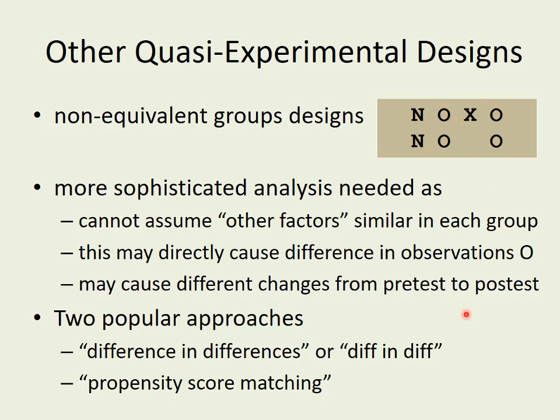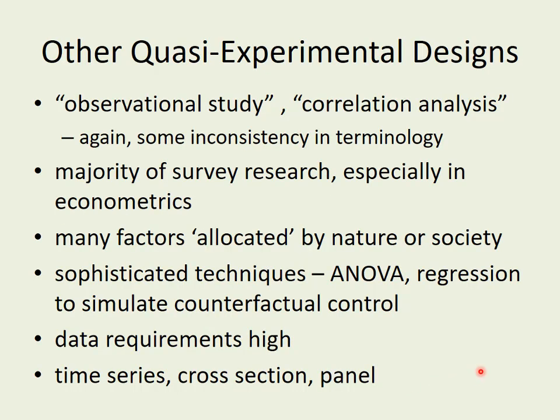So two popular ways of dealing with this are what's called the difference in differences method, which everybody calls diff in diff, or propensity score matching, or PSM. We'll have more of those later.